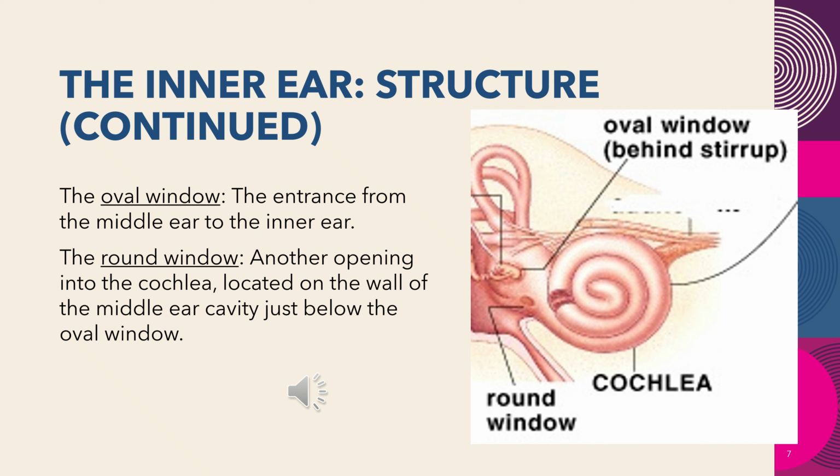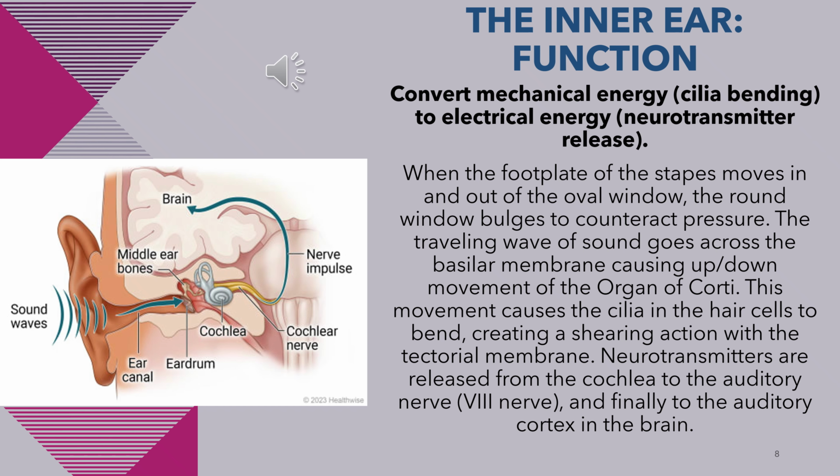The inner ear structures continued. The oval window, which is the entrance from the middle ear to the inner ear, and the round window, another opening into the cochlea, located on the wall of the middle ear cavity just below the oval window. The function of the inner ear is to convert mechanical energy into electrical energy.